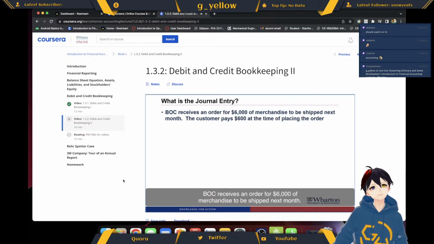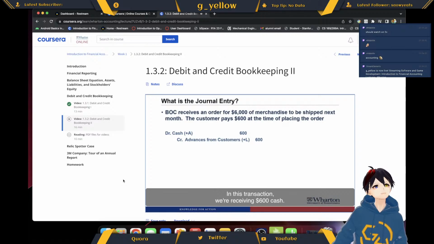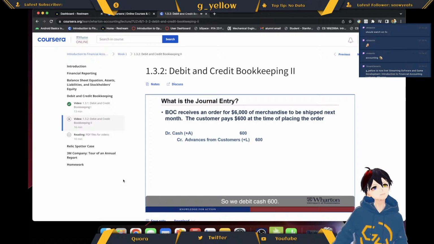BOC receives an order for $6,000 of merchandise to be shipped next month. The customer pays $600 at the time of placing the order. In this transaction, we're receiving $600 cash. Anytime we receive cash, we debit cash to increase the asset, so we debit cash $600.